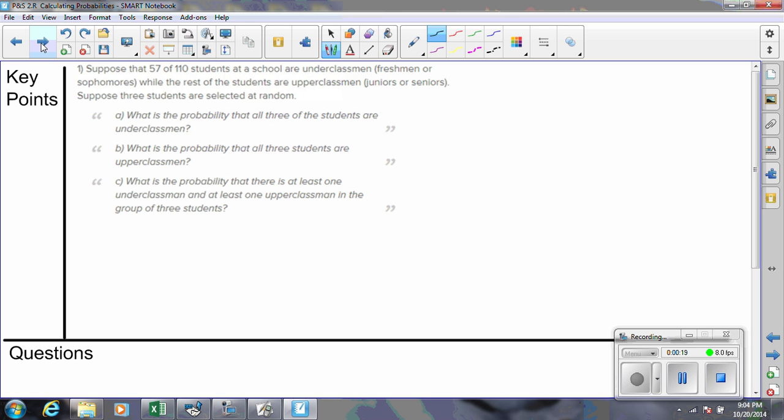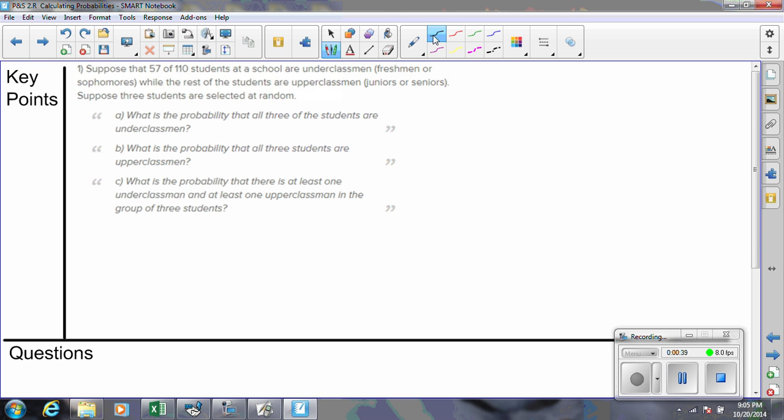Suppose that 57 out of 110 students at a school are underclassmen, so freshmen or sophomores, and the rest are upperclassmen, juniors or seniors. Suppose 3 students are selected at random. A, what is the probability that all 3 of the students are underclassmen?